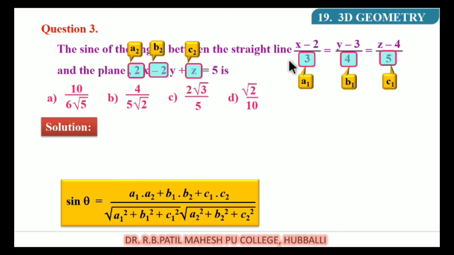So a1, b1, c1 values are from this line. The denominators 3, 4, 5 are the values of a1, b1, c1 respectively. And consider the equation of plane. You have to take the direction ratios of the normal vector to the plane. So a2, b2, c2 values are 2, minus 2 and 1.